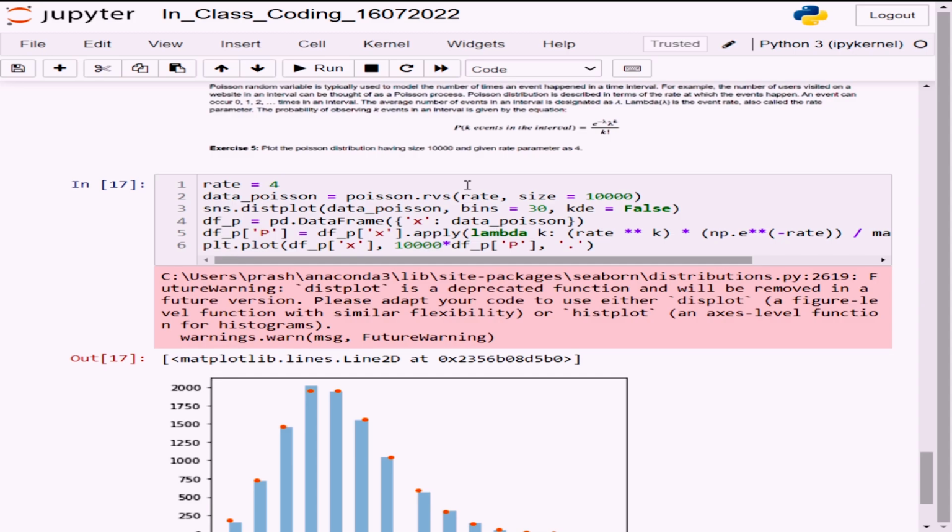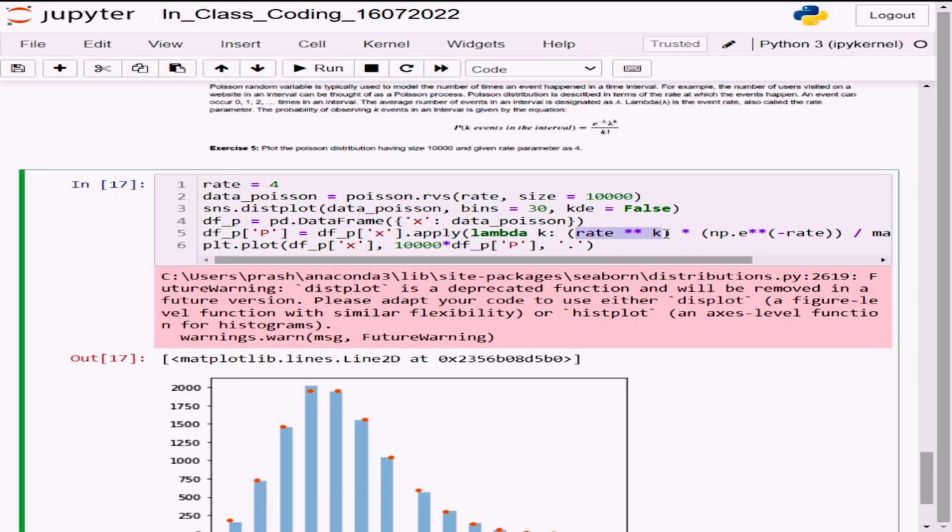Hello, sir. Particularly in the line 5 code, the first part is when we apply the lambda k. In the formula, k is in divided form. I could understand the second part, but the first part, np dot, I couldn't understand. This part, rate power k?